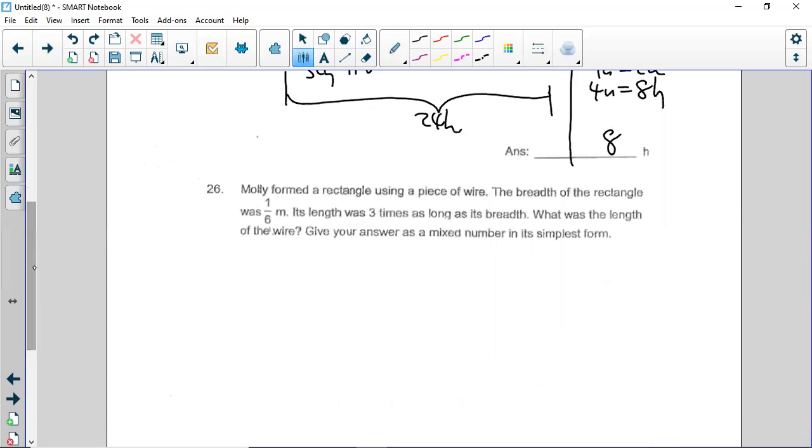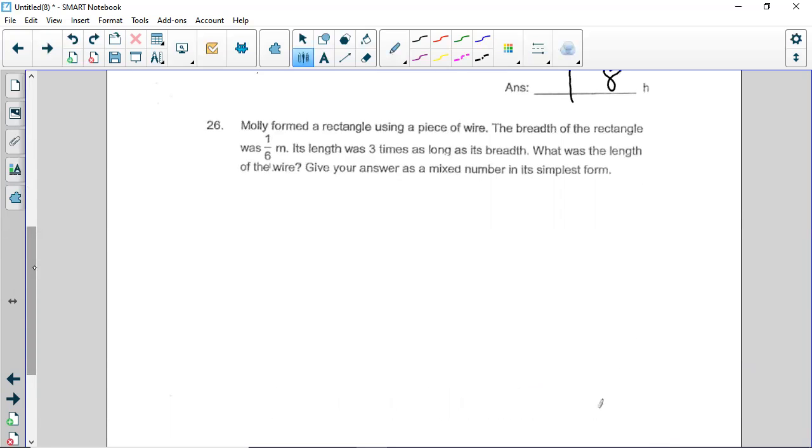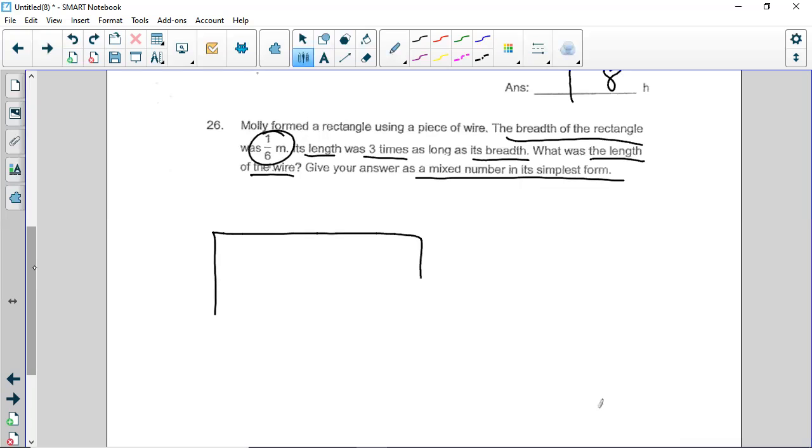Question 26. Molly formed a rectangle using a piece of wire, and the breadth of the rectangle was 1/6 meter, and the length was 3 times as long as the breadth. What was the length of the wire? And give your answer as a mixed number in the simplest form. Now, there is a method which is to draw a diagram, because some of you make a careless mistake, which I will show you later.